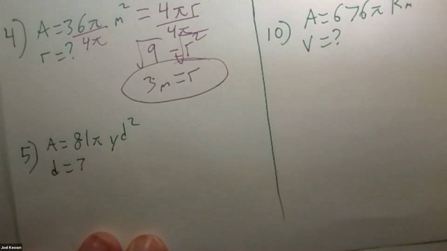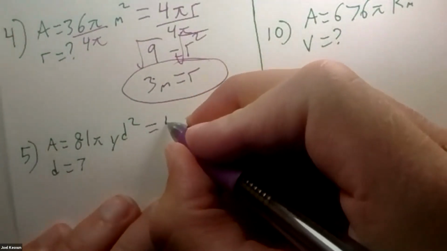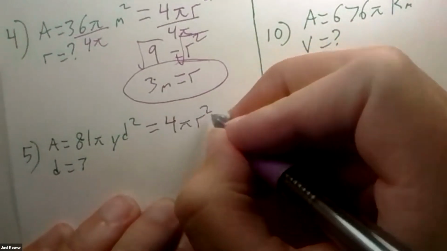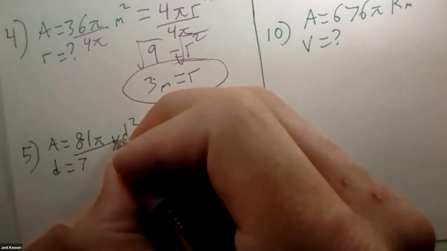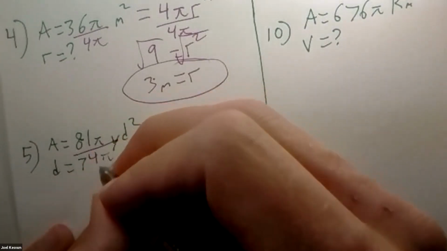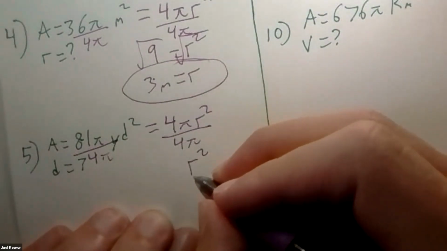All right. Again, they give me area. This time they ask me for diameter. So we're going to work the same way. We're going to say, okay, my area formula is 4 pi r squared. Divide by 4 pi. Pi's cancel out. 81 divided by 4 is 20.25.